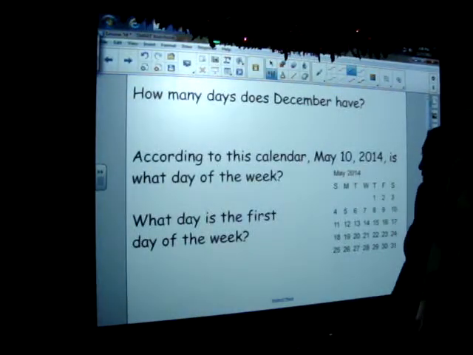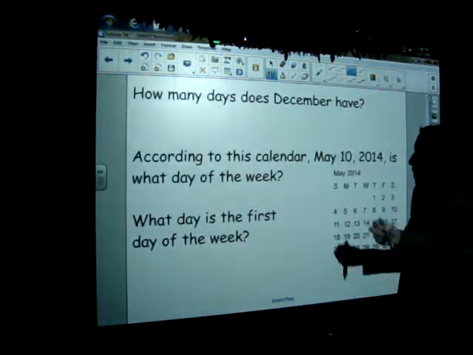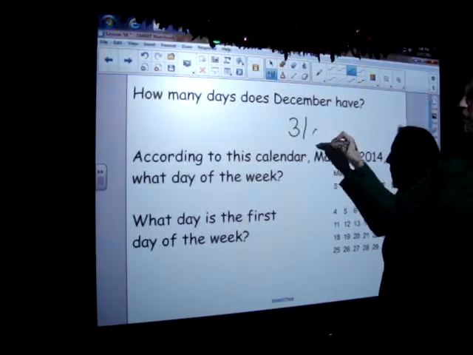So how many days does December have? Go ahead and answer that now. You should have said December has 31 days.